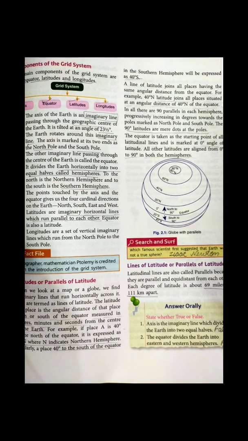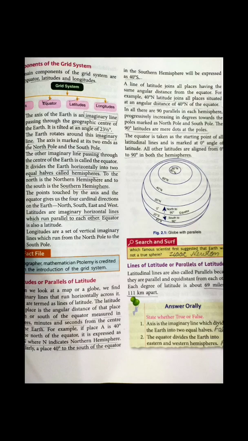Okay, so further, what is the equator? The equator is a center line which divides the earth into two equal parts. The upper part is the northern part, and the lower part is the southern part.